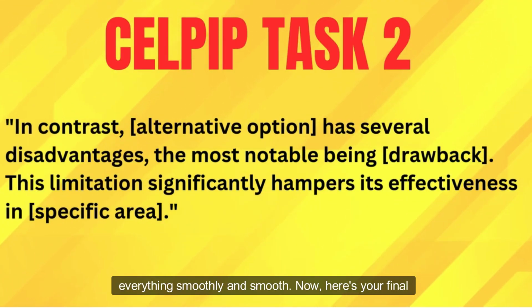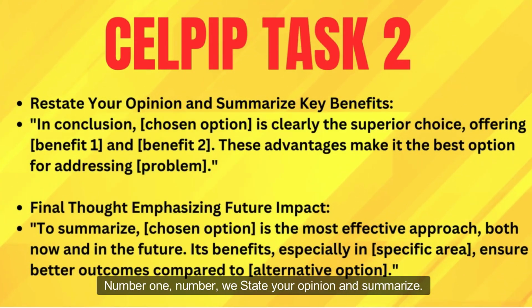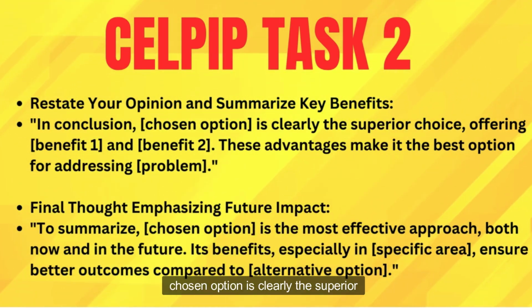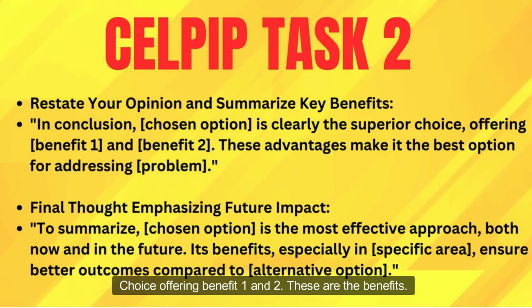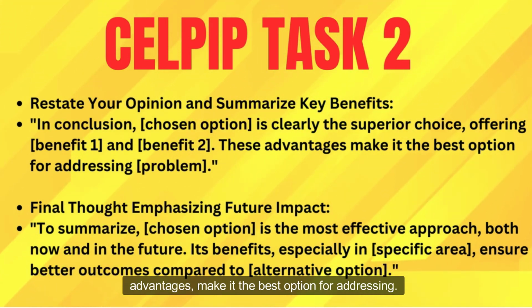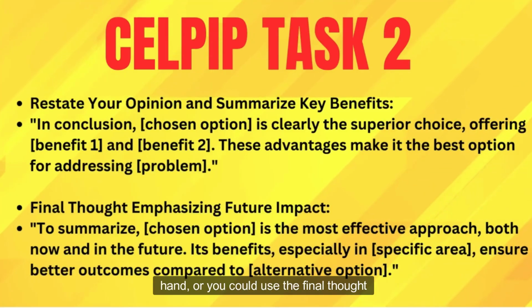Now, here's your final impression in the exam, the conclusion. 2 ways to do it. Number 1, restate your opinion and summarize the key benefits. For example, in conclusion, chosen option is clearly the superior choice, offering benefit 1 and 2. These are the benefits you have talked about in your body paragraphs. These advantages make it the best option for addressing, and then mention the problem that is at hand.